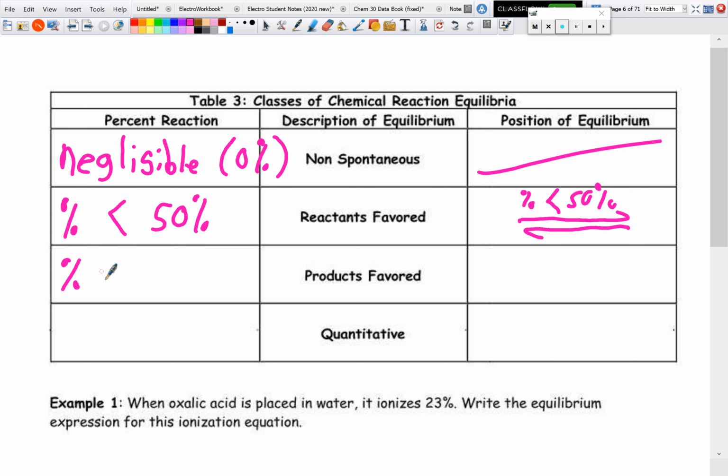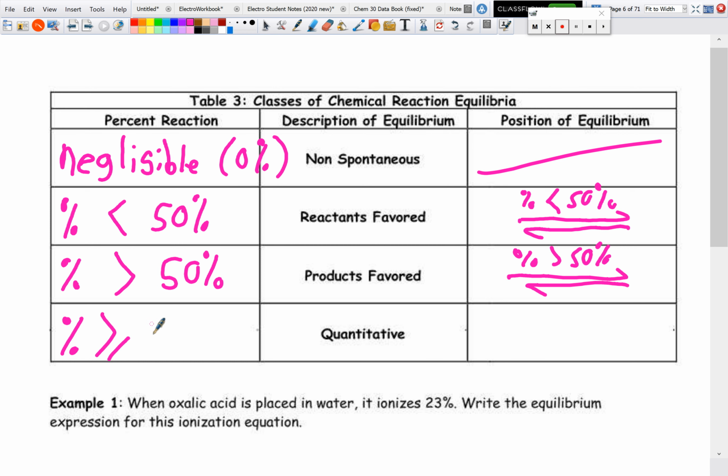Now for our products being favored, so that means we're producing more, we're going to see a percent greater than 50%. So same thing, we'll see our arrow, percent greater than 50% above the arrow. And for a quantitative reaction, we're going to be a percent greater than or equal to 99.9%. So basically it is 100%. So this is the only time you're going to see a single arrow. So this is why when we did stoichiometry in the past, we always use a single arrow to communicate that the reaction went to 100%. So this is just how they're going to look specifically, like position equilibrium here.